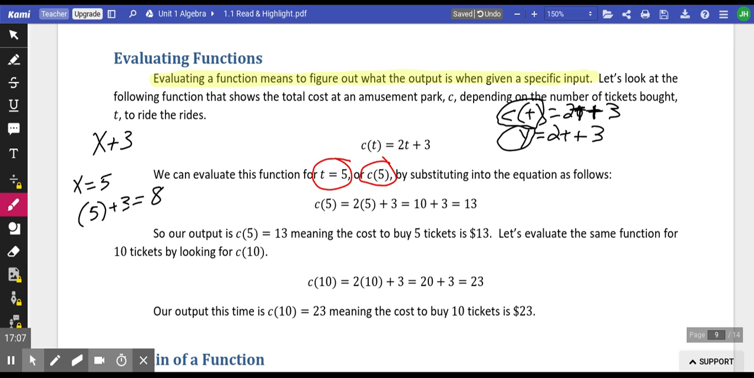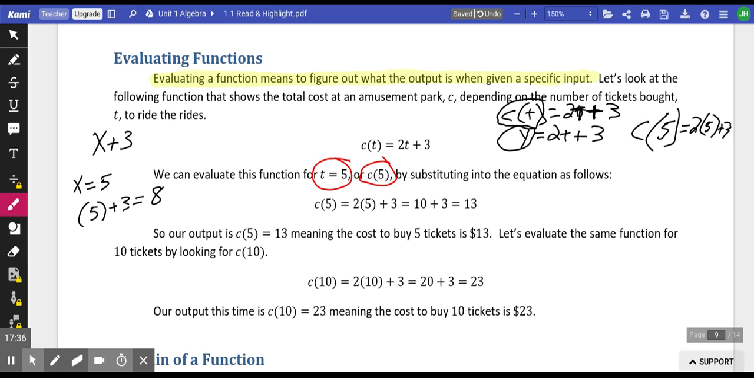This problem's no different. Here they're just saying, hey, what is C of 5? This is function notation. They're saying, hey, what if we input 5? Well, we'd just put that 5 in for the T. So we'd have 2 times 5 plus 3. And that's what I would be teaching you in class. And I'm sorry, that's really ugly handwriting. I'll get better as we go. But that's what I would be teaching in class.